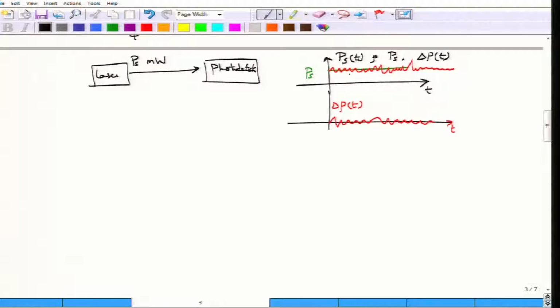Job for me to take light from the laser, which for now I will assume to be ideal, and then modulate that laser light. So, how do I modulate a laser light? I have to have some way of converting this Ps of t, which is flat in the ideal laser, that would be the green line, whose power is not fluctuating.